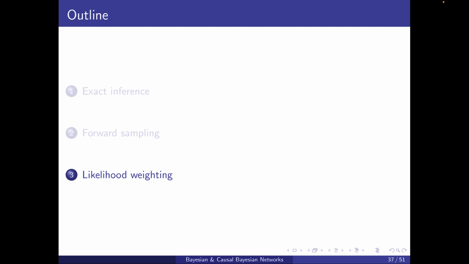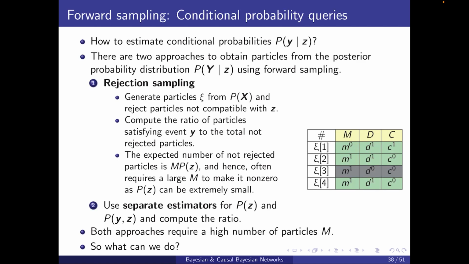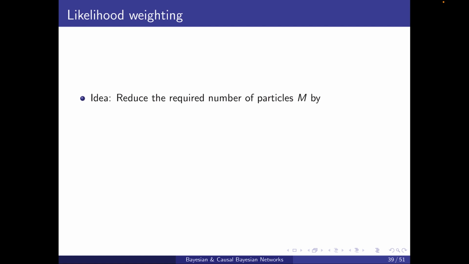Hello and welcome to section 3, likelihood weighting. We ended up here that forward sampling has its own advantages, but when it comes to answering conditional probabilistic queries, either of the ways, rejection sampling or separate estimators, require a high number of particles. So how can we reduce it?